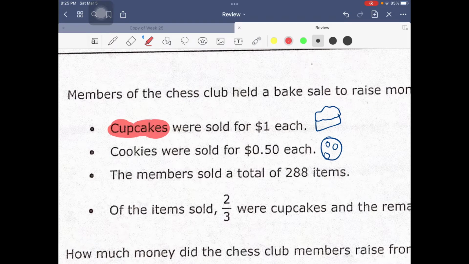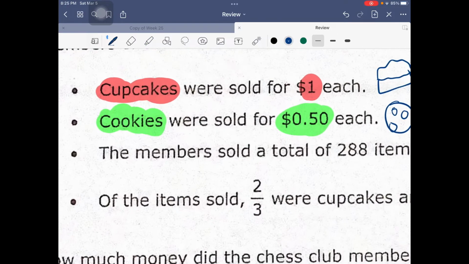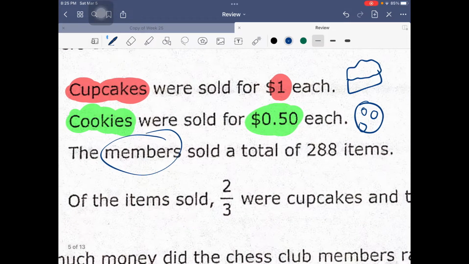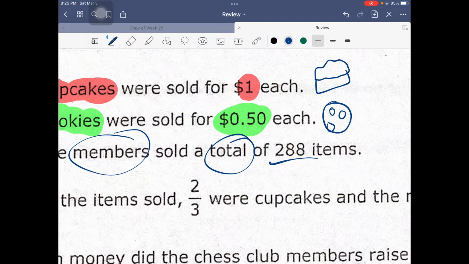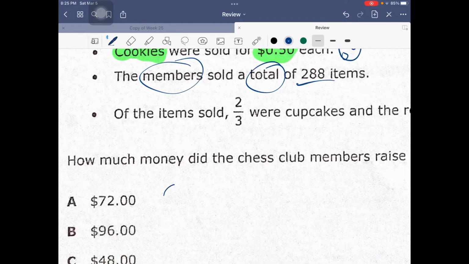Make sure you remember this. It's important. And cookies were sold for 50 cents. And that sounds kind of fair considering what they are. The members sold a total of 288 items. So 288 items is the total.